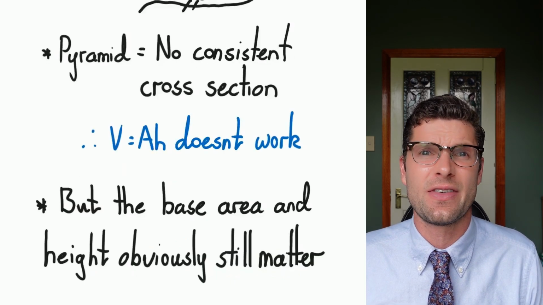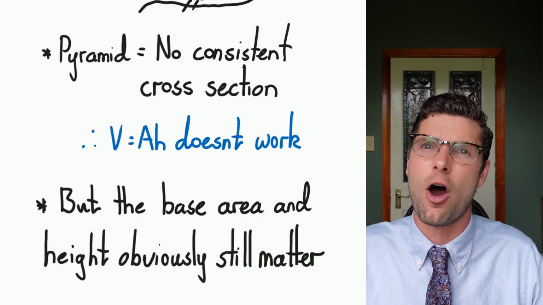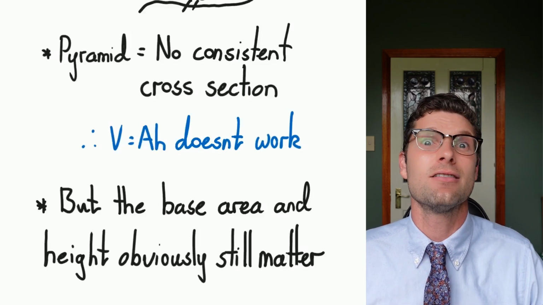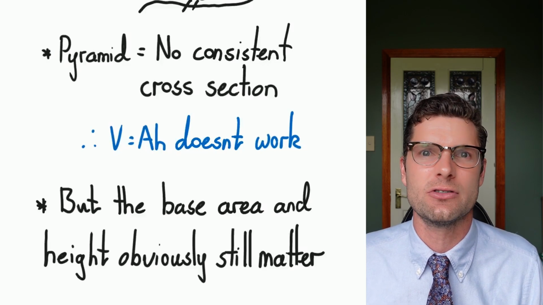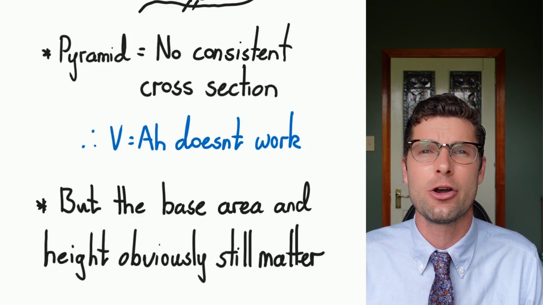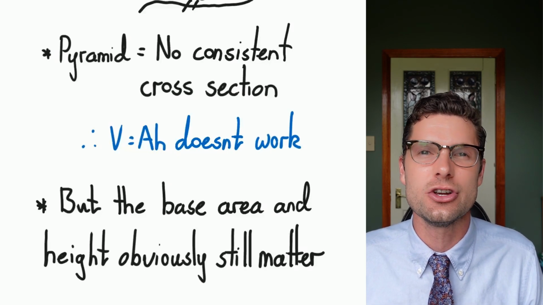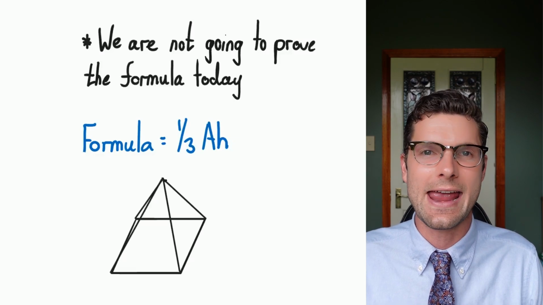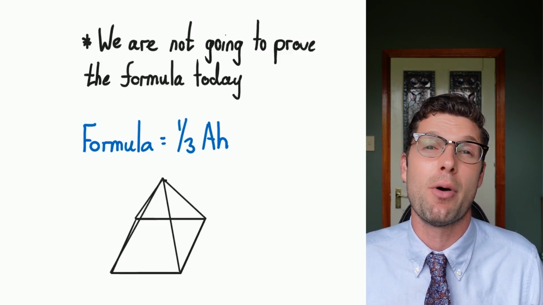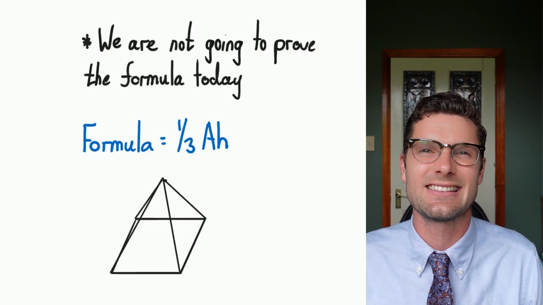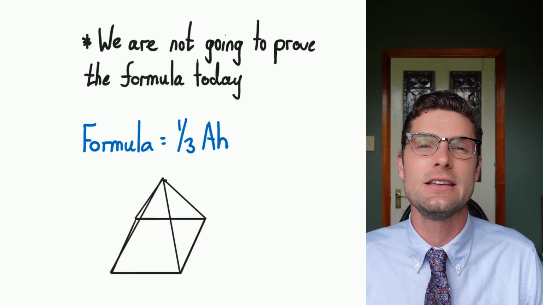But it's really obvious to think, oh, well, obviously the area of the base would matter, right? How big is the base of the object? And how high is it would also matter as well. So the area and the height are still the two most important variables when we work out this question. So the formula for a pyramid and a cone is a third of the area of the base multiplied by the height. We're not actually going to prove why this works in this lesson, but knowing that formula is incredibly important.